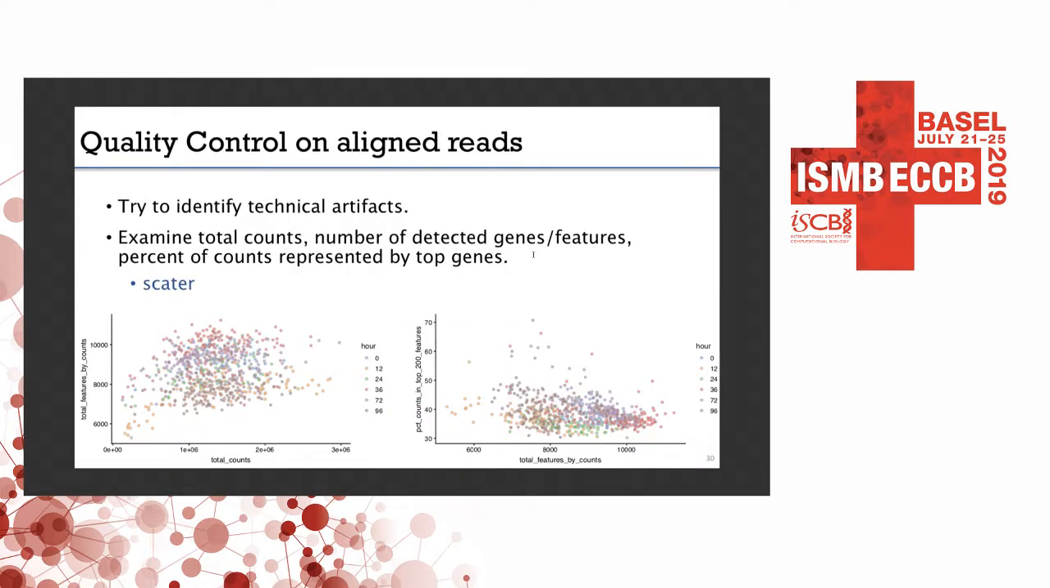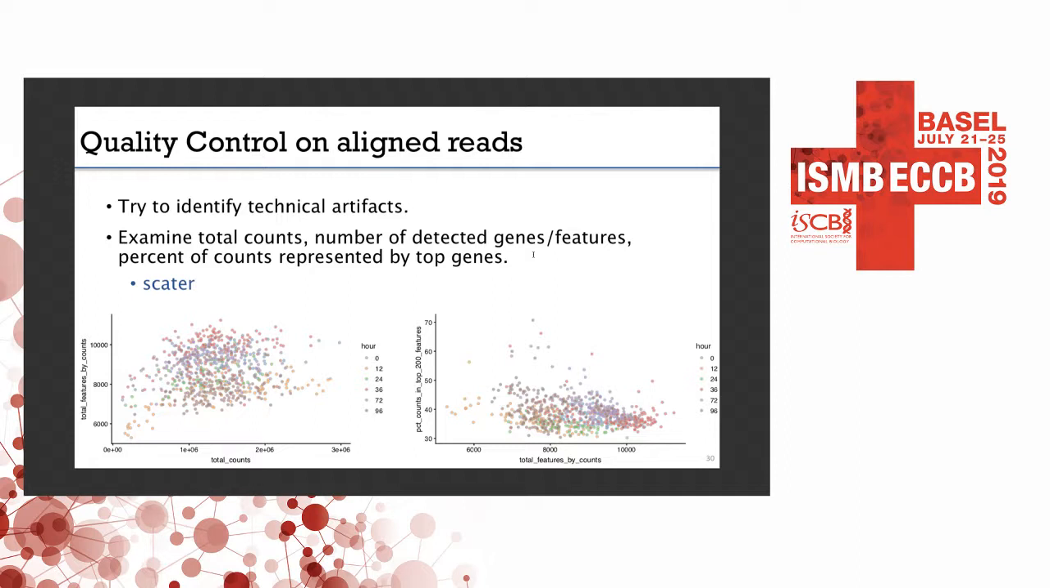One of the packages I like to use in R for looking at quality control on aligned reads is called scater. For single cell, I think it's really easy. A lot of these R packages use the SingleCellExperiment package, which lets you go from one package to another, so I highly recommend looking into that. The first thing you want to do is try to identify technical artifacts. Assuming you've done your QC on your reads, now you can do your QC on your cells.